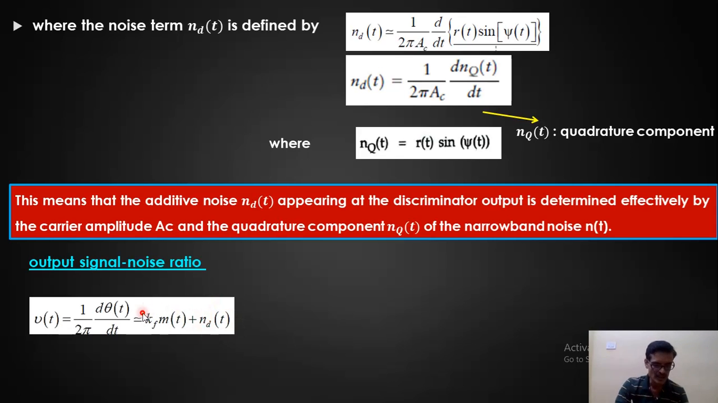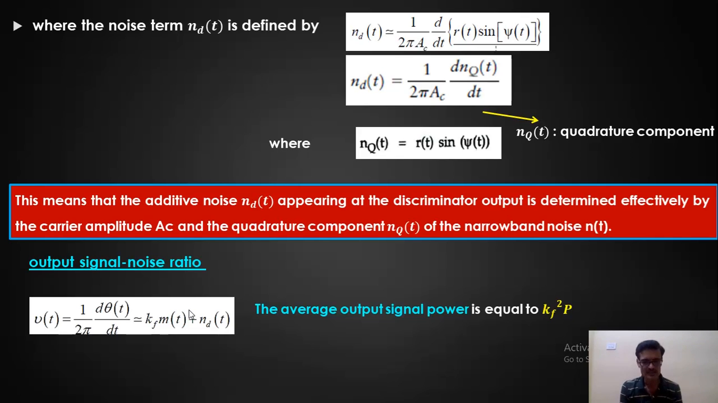So we have to calculate the signal power, then the noise power. The signal component is very simple. M of t can be replaced by P, where P is the power of the message signal, which is given by Am square by 2. And the power is given by Kf square into P, because Kf is a simple constant. So the signal power is Kf square into P. Now the task is to find the noise power. It is a bit lengthy, so I'll explain that in the next slide.